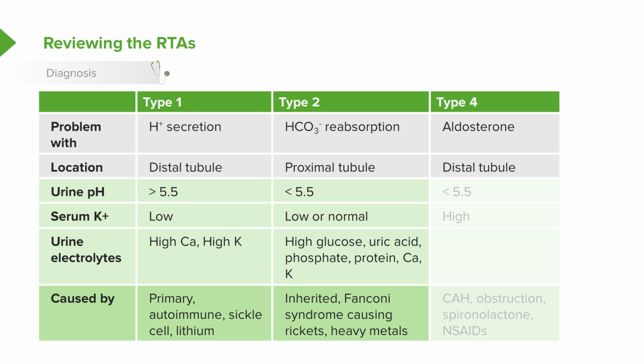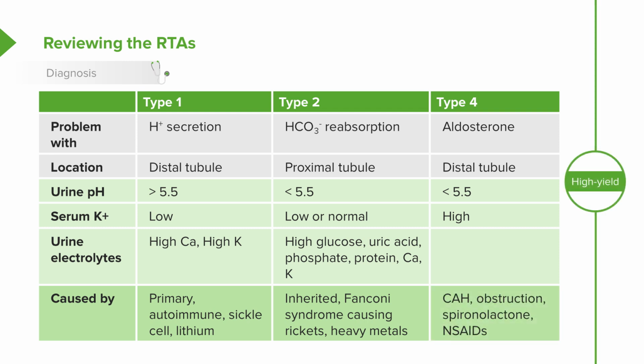Lastly, we have type 4, which is really a problem of aldosterone insensitivity. The problem happens in the distal tubule. The urine pH is low, but the serum potassium is high, and that's key. This can come from a variety of different things, such as congenital adrenal hyperplasia, long-standing urinary obstruction, spironolactone use, or even NSAID use.